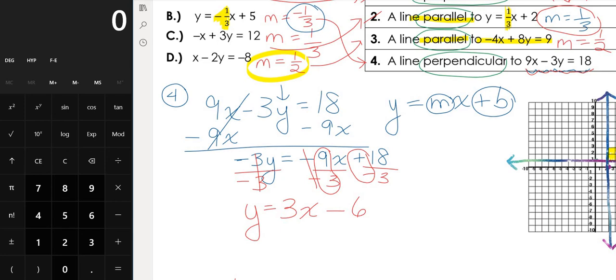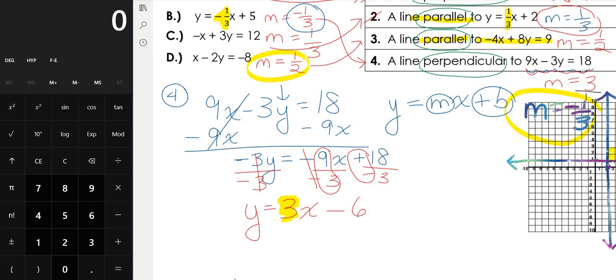The slope is 3. So if I have a slope of 3, and I want something perpendicular, I need the opposite sign. So I'm looking for something that's negative. And I also need my fraction to be flipped. Now 3 isn't a fraction, but you could always put any number over 1. So if I flip 3 over 1, I get 1 over 3. So basically, a perpendicular line has to have a slope of negative 1/3 to be perpendicular to number 4.